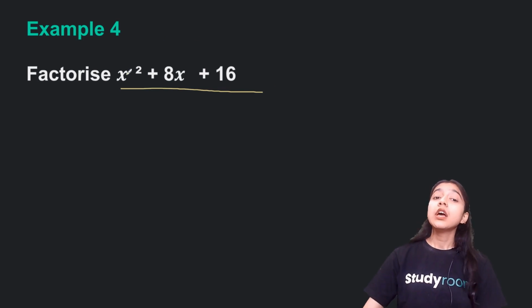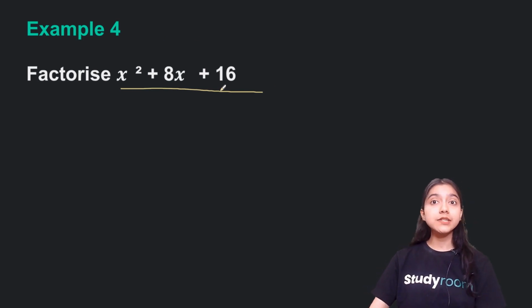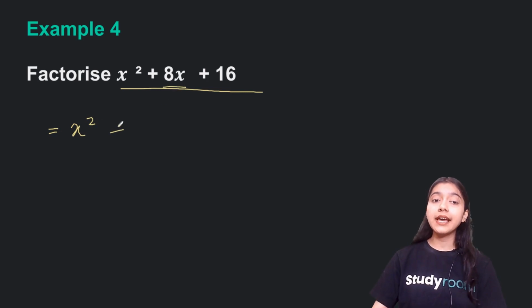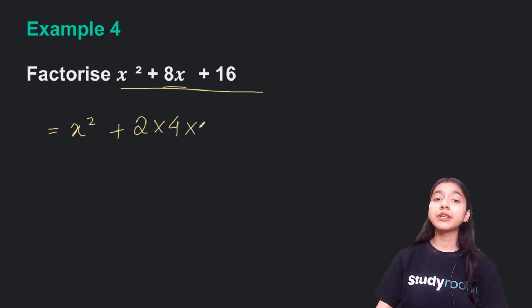I'll explain you. For example, we have here x square plus 8x plus 16. So this x square plus 8x plus 16 can be written as x square, and this 8x can be written as 2 multiplied with 4 multiplied with x.